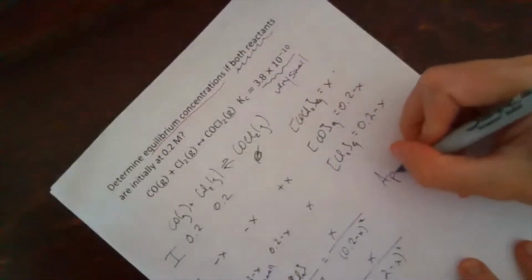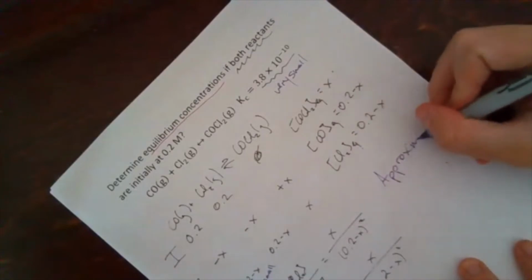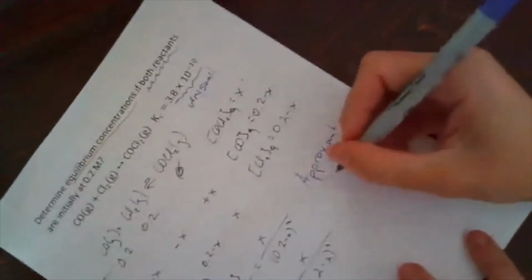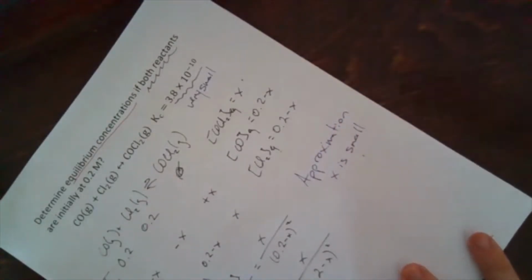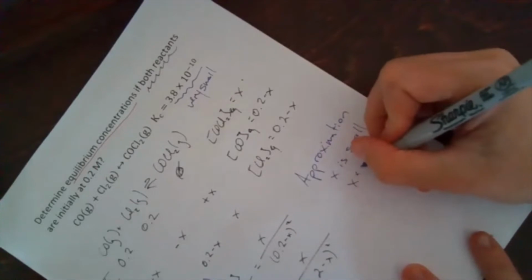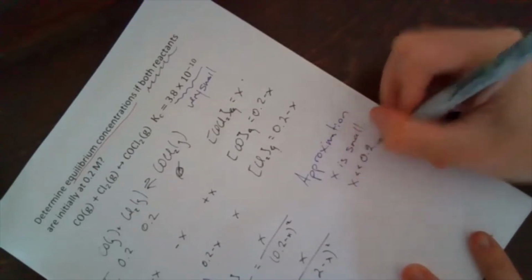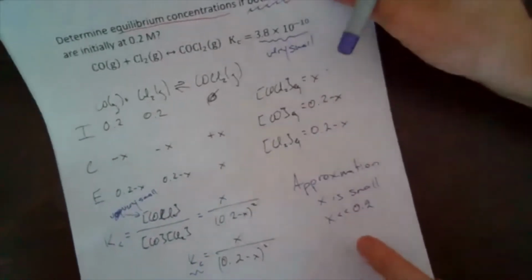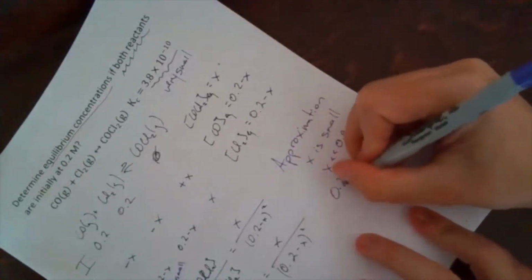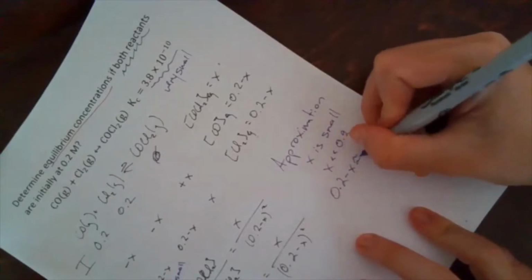So what I'm going to do is make an approximation. My approximation in written words would be that x is small. x is much smaller than 0.2. You'll note I have a double less than sign, which means that it is a lot smaller. So what that means is I'm going to approximate that 0.2 minus x is basically just 0.2.